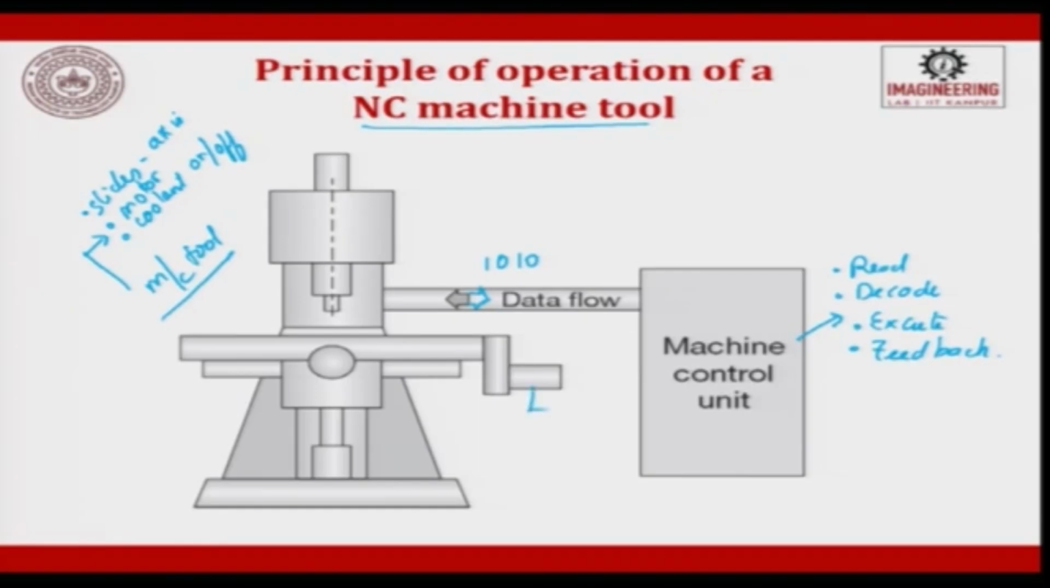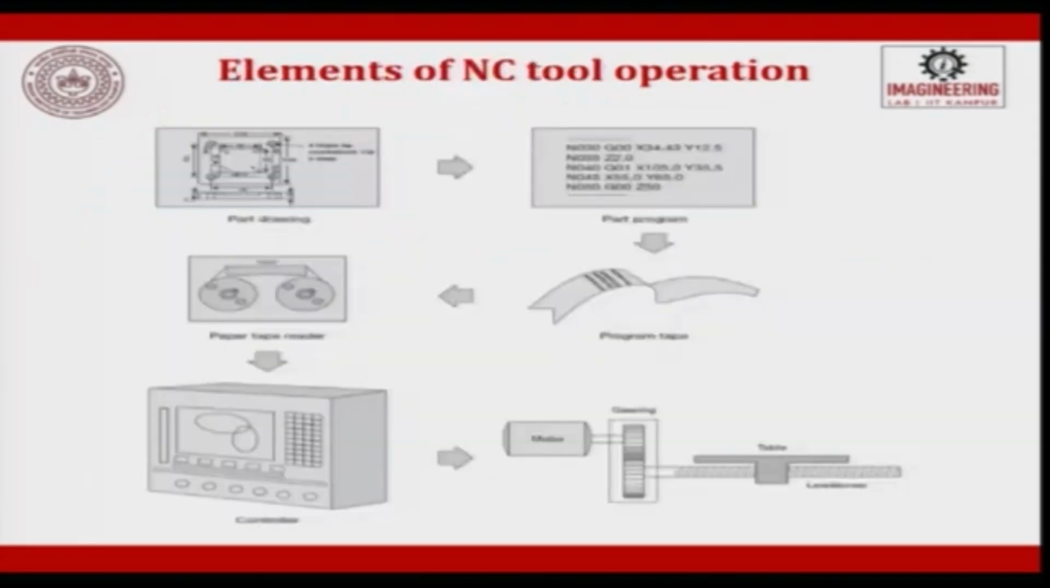If you take a conventional machine, these are nothing but the handle and these are the readers. You will also have a reader here. So, what we do is we have graduations and we look at these graduations and then we try to rotate the handle. So, here also it will be the same, you will have graduations, and you look at the graduations and rotate the handle to get the output. So, these are the elements of NC tool operation.